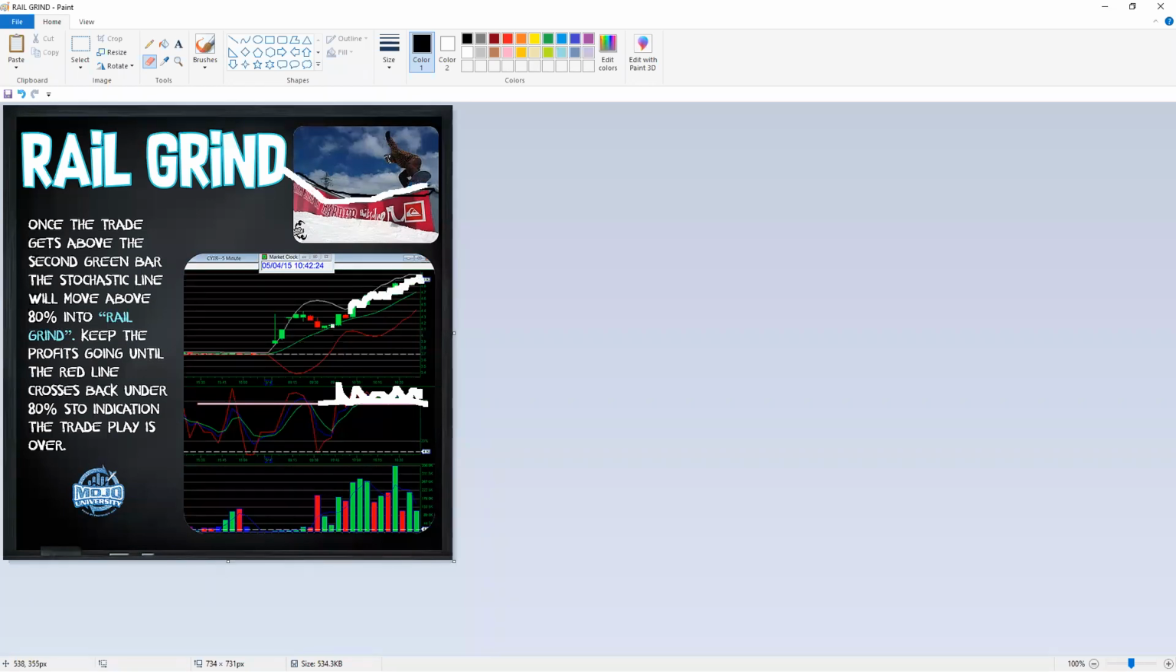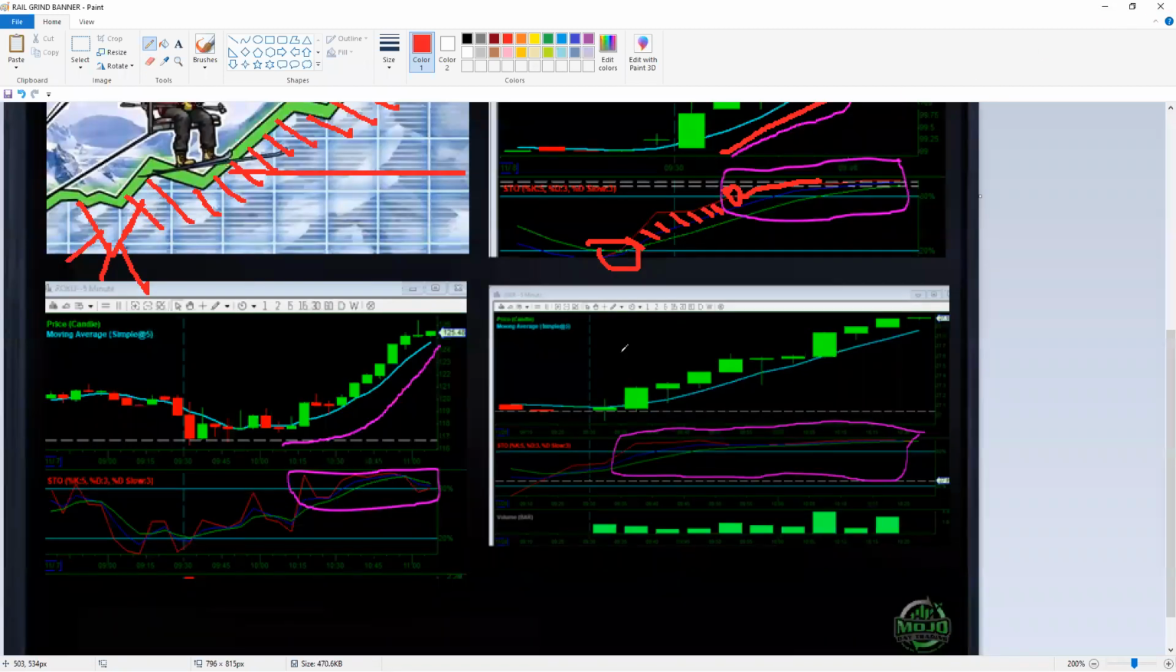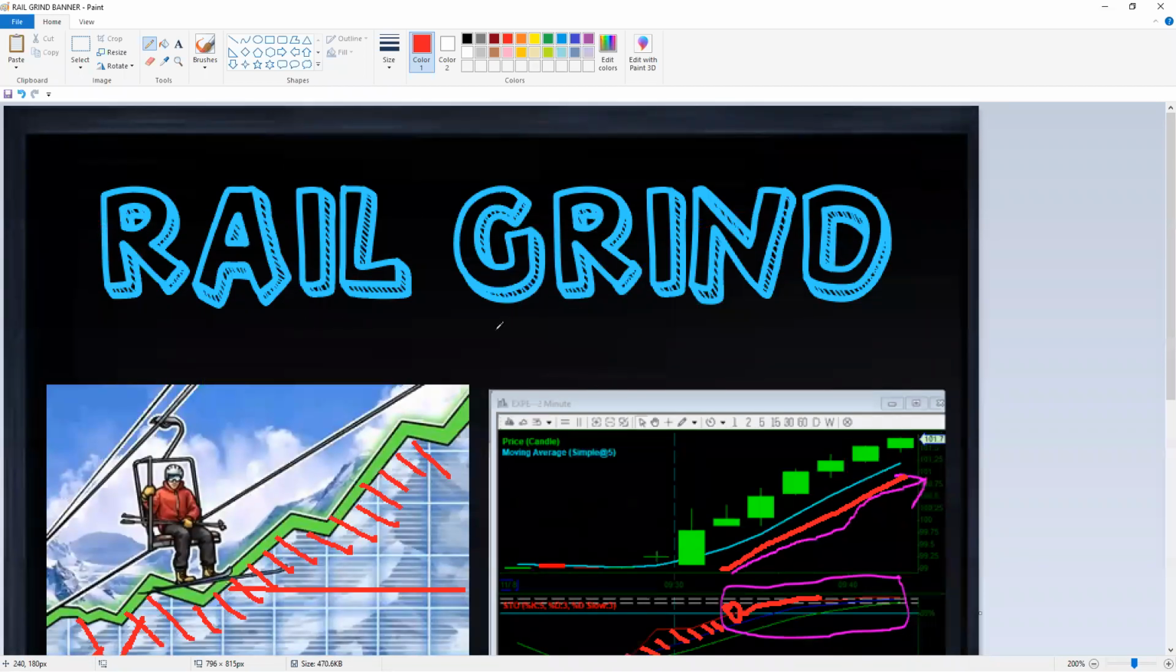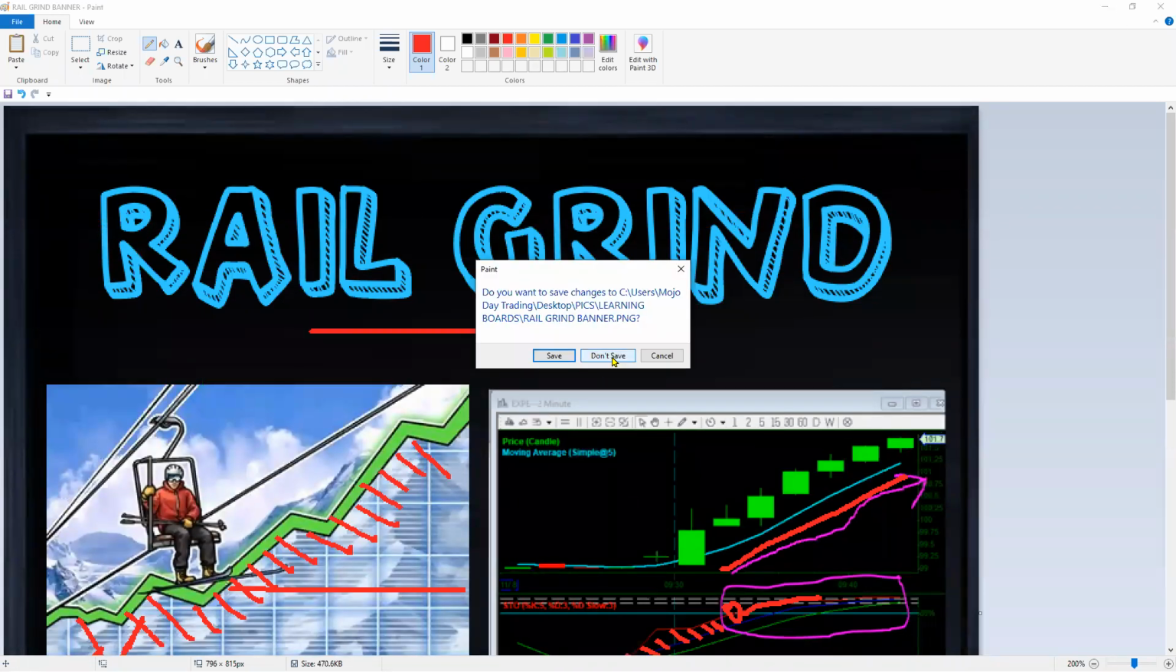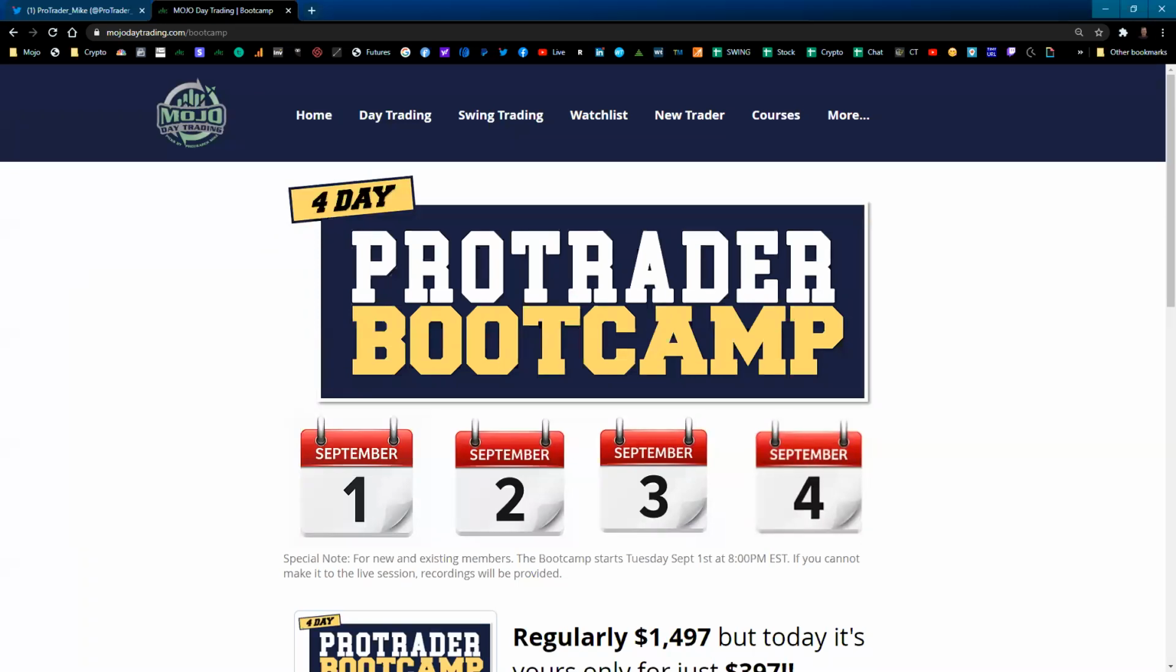So that's it, man. Look how long that rail grind was. Beautiful. That's the rail grind. Once the trade gets above the second green bar, it'll move into rail grind and keeps going. The profits stay on the red line. If it crosses back under 80%, the trade's over. Beautiful. See that? That's how I work it. That's how I teach it. It's what I do. It's called the rail grind. Good questions. And that's it, guys.